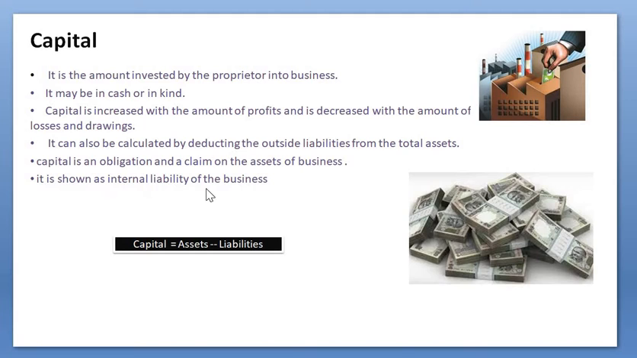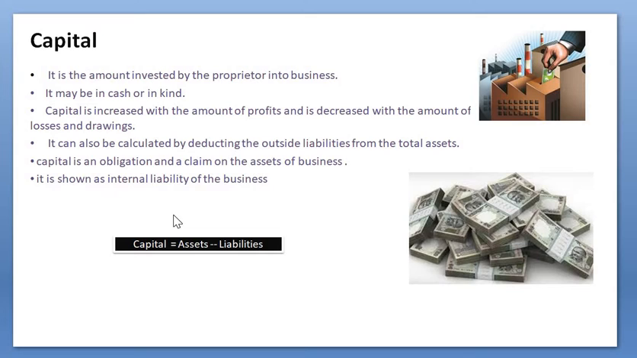Capital is shown as the internal liability of the business. Again, in previous session, we have discussed the liability, types of liability, internal liability. So capital, the amount invested by the owner in the business, that amount may be in the form of cash or in the form of kind. Kind means any furniture, building, machinery, जो भी आपके पास पहले से पड़ा है.